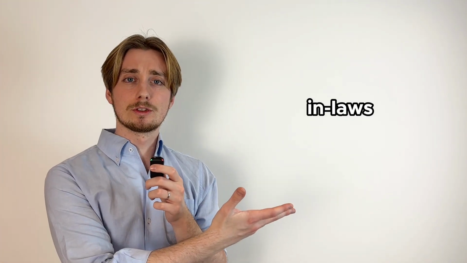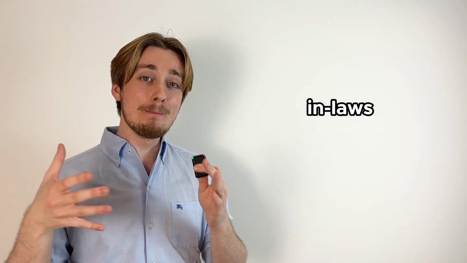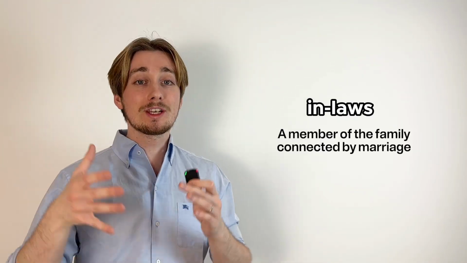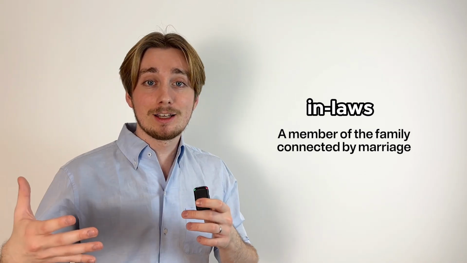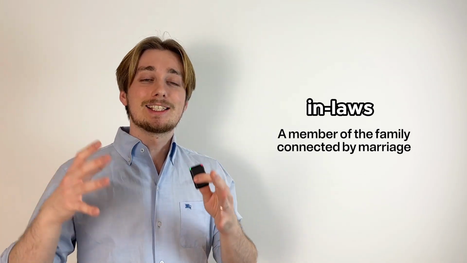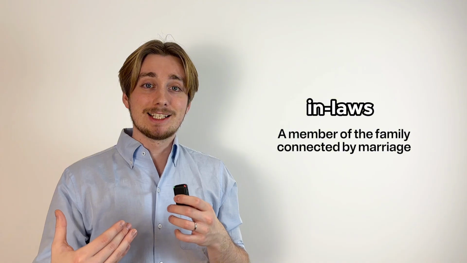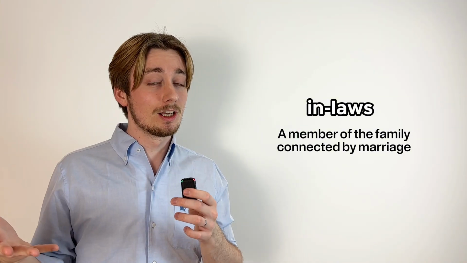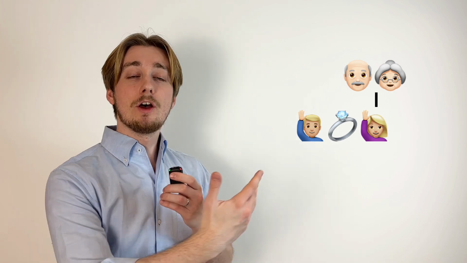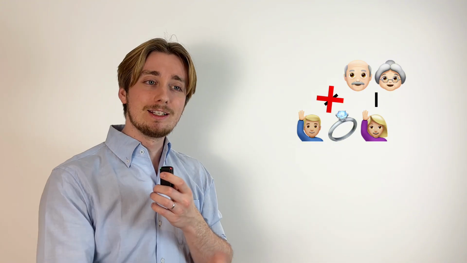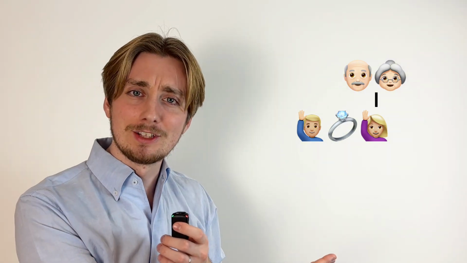And the first one is in-laws. In-law is a way to describe a member of the family that is not connected to us by blood or by DNA. It's a member of our family that has been added through marriage. If I have a wife, and my wife has parents, those parents are not my parents. They didn't give birth to me. But because we are married, they're kind of my parents now. So we call these in-laws.